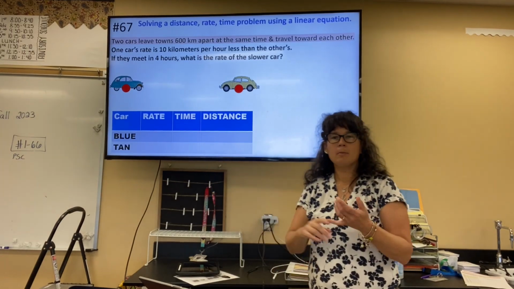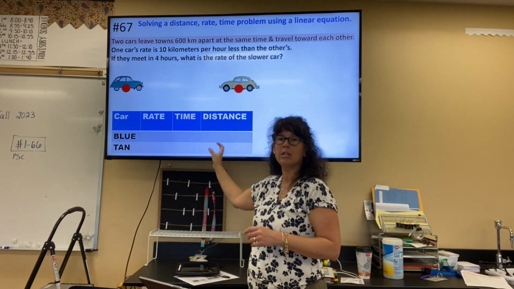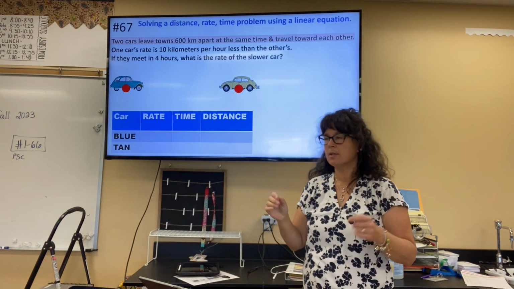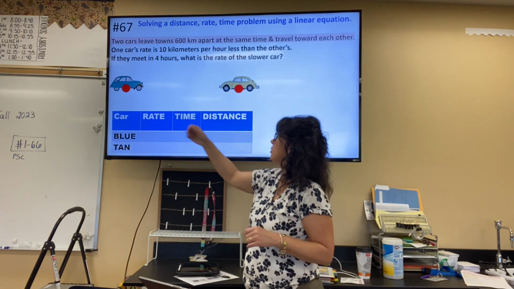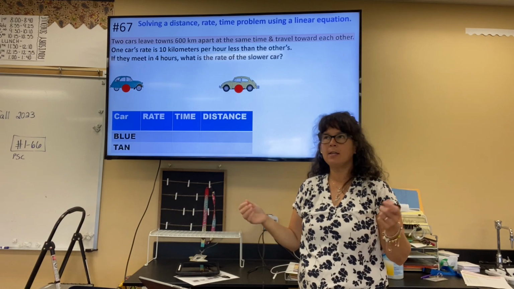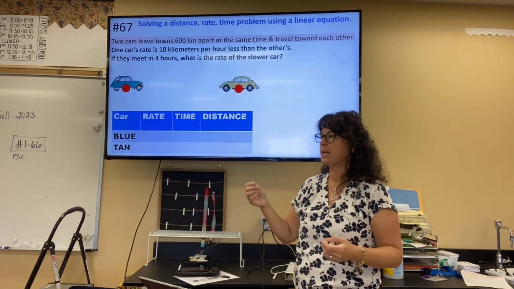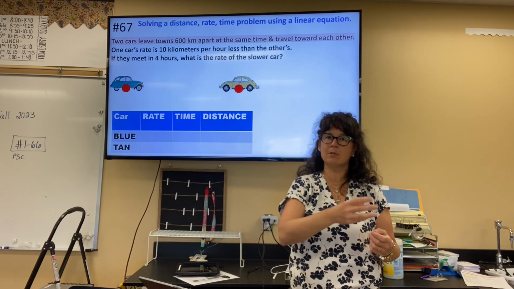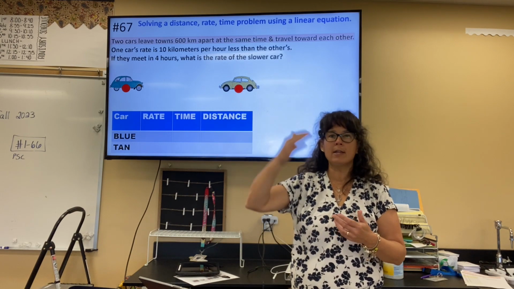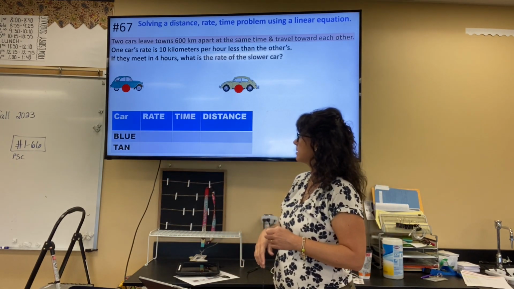When dealing with problems with distance, rate, and time, it's important that you start by making yourself a table. There's always going to be two separate trips. In this case, it's the blue and the yellow car. But in another one, it might be one airplane and another airplane, or a train and another train. It might be the same car going to the mountains and then back from the mountains. It might be a boat going upriver and then downriver. But we're going to be comparing two different trips.